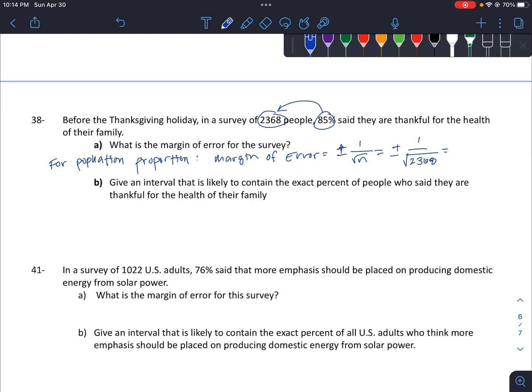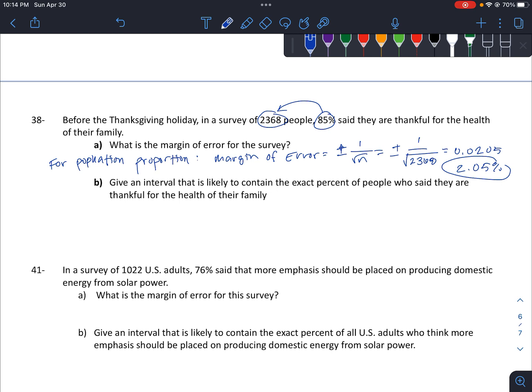Okay, so we're going to do 1 divided by the square root of 2368, and we get 0.0205. You can give this as a percentage, so 2.05%, 2.1% if you wanted to say, that'd be fine with me.